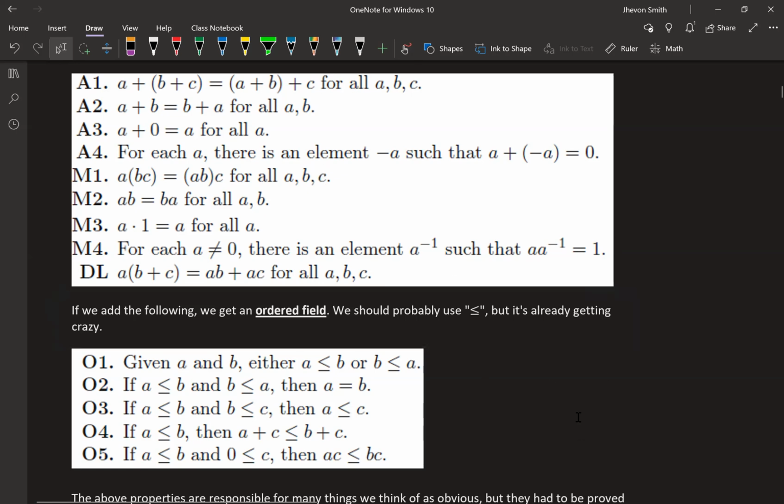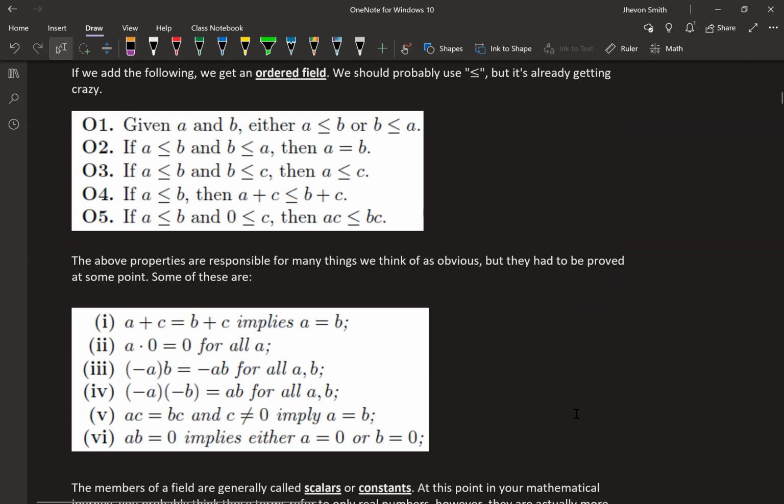Now, in a field, there are some things that you might have taken as being obvious, but they're actually not obvious. Properties like the following. If A plus C equals B plus C, that means that A equals B. In other words, that's what tells us that we can add something to both sides of the equation and not change it. If I multiply anything by 0, I get 0. If I take the negative of something times something else, I can factor off the negative. A negative times a negative is a positive. If I have A times C equals B times C and C is not 0, I can cancel the C's and get A equals B.